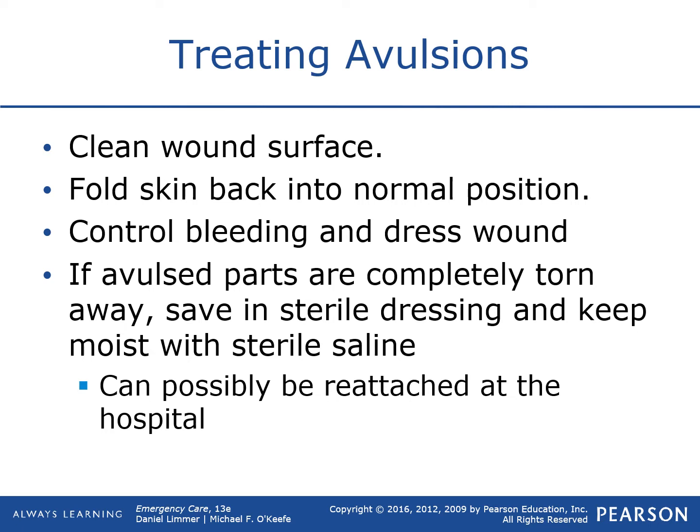If the avulsed part is completely torn away, try to save the avulsed part in a sterile dressing and then keep it moist with saline. Sometimes they can reattach the avulsed parts at the hospital, sometimes they can't. So keep that in mind, that if it's completely torn away, try to save as much of the tissue as possible.